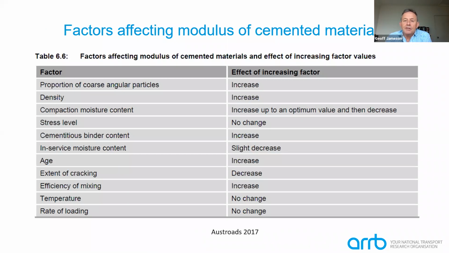These are some of the factors that affect the modulus of cemented materials. Density is a critical factor, and the higher the density, the higher the modulus. So that's a very important factor to consider in coming up with your design modulus, what values you specify for density. Also, increasing the binder content increases the modulus. We know that the modulus increases with age, but we don't allow for that modulus increase with age, as I've mentioned previously. It's just one point in time.